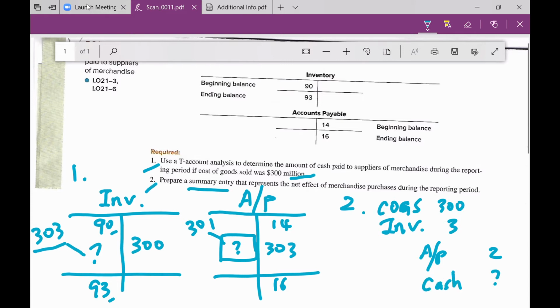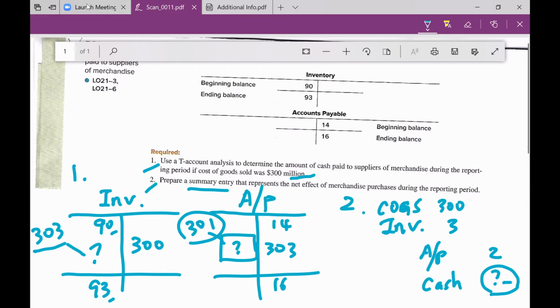This is the summary journal. Based on this, the cash number has to be 301. Again, this is the way to get the 301. Either way is fine, but we're learning the summary journal method, so you need to know how to write a summary journal.